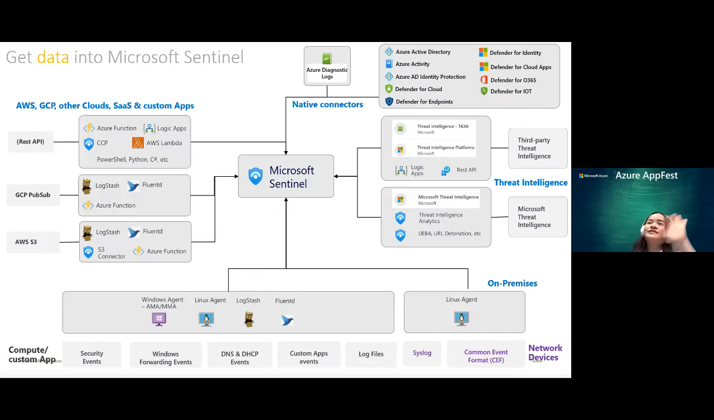So on the left, let's start on the left first. On the left, we have the other CSP providers. So, like your GCP, your Azure, your S3 buckets, everything, as long as you configure the data connector, let's say AWS, for example, as long as you connected the S3 connectors, everything will flow seamlessly into Sentinel.